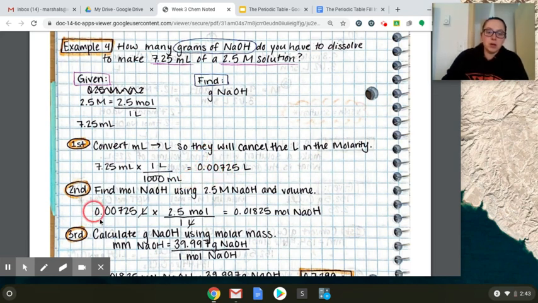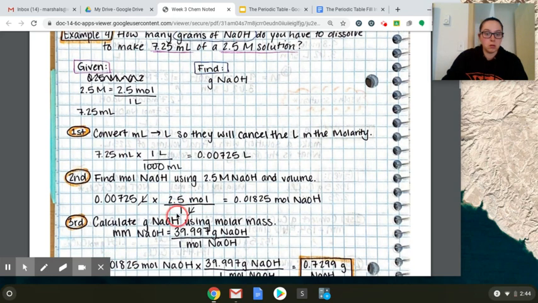I'm using this volume, 0.00725 liters. I'm going to do my cross and my line. Because I've unpacked molarity up here, I know that I have 2.5 moles over 1 liter. Because I want liters to cancel, I don't have to flip this unit conversion over at all. So I have 2.5 moles on top, 1 liter on the bottom. Both of those liters cancel out. I multiply 0.00725 by 2.5, I divide by 1, which isn't going to change anything, and I should get 0.01825 moles of NaOH.